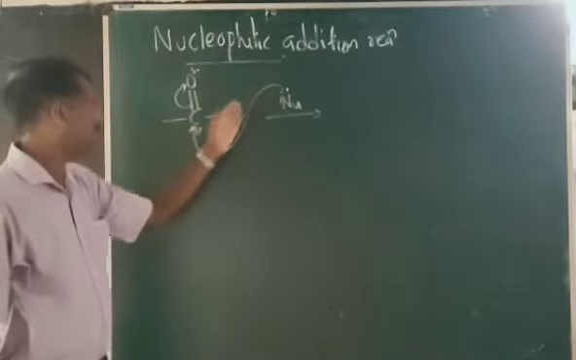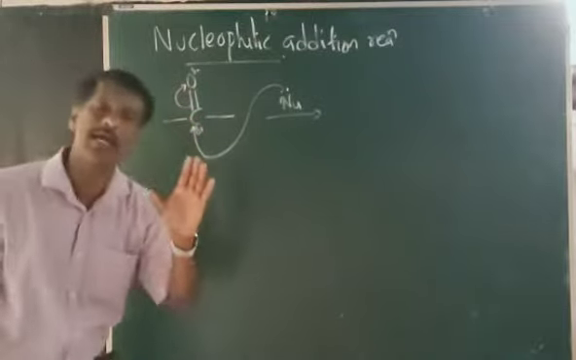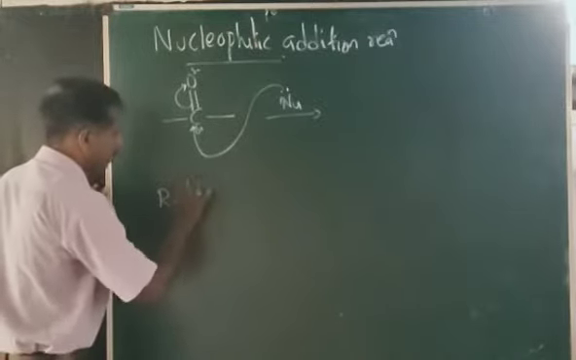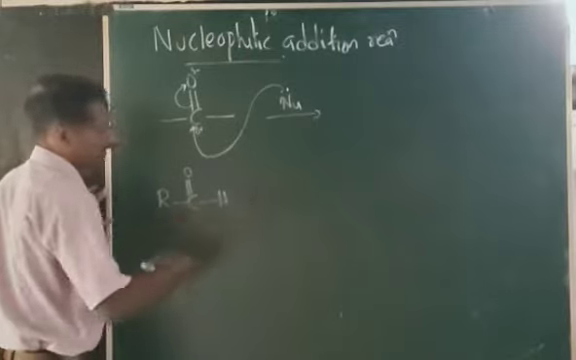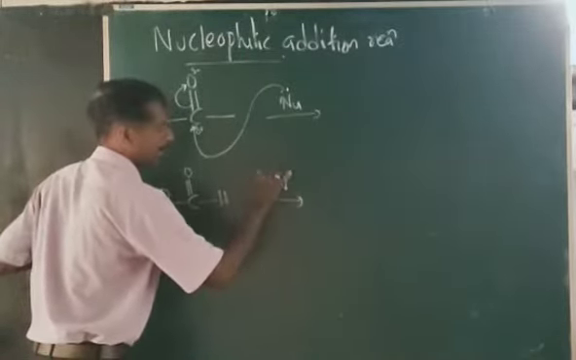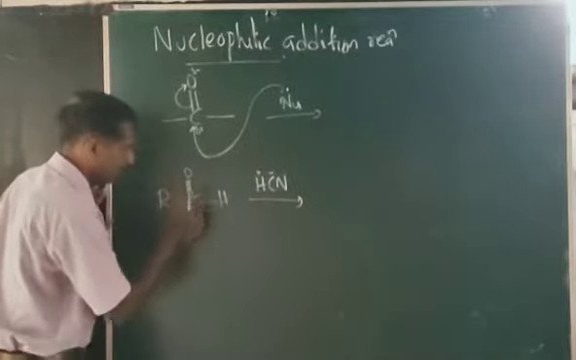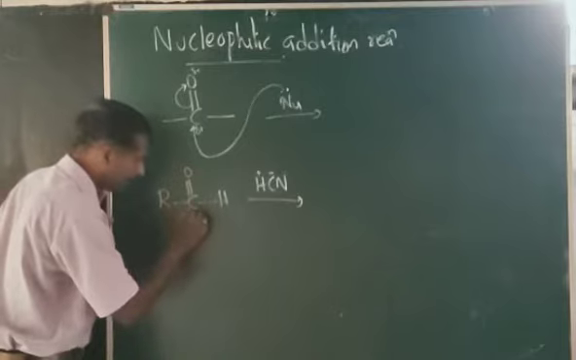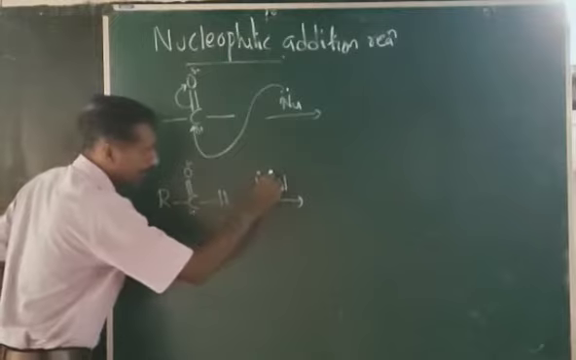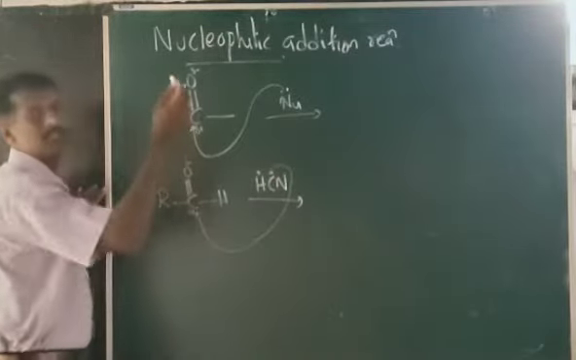The nucleophile can attack at the positively charged carbon on the carbonyl group. For example, if you take aldehyde R, C double bond O, H, this is aldehyde, react with HCN. HCN means H plus and CN minus. Therefore, what will happen? In the carbonyl group, carbon is slightly positive and oxygen is slightly negative. Here the CN minus is our nucleophile. The nucleophile will attack at the positively charged carbon.